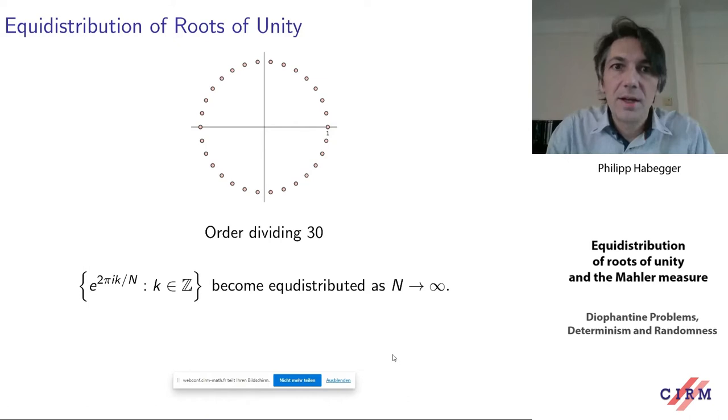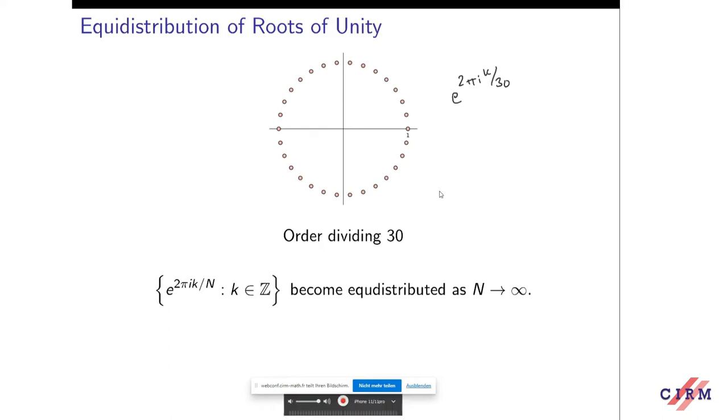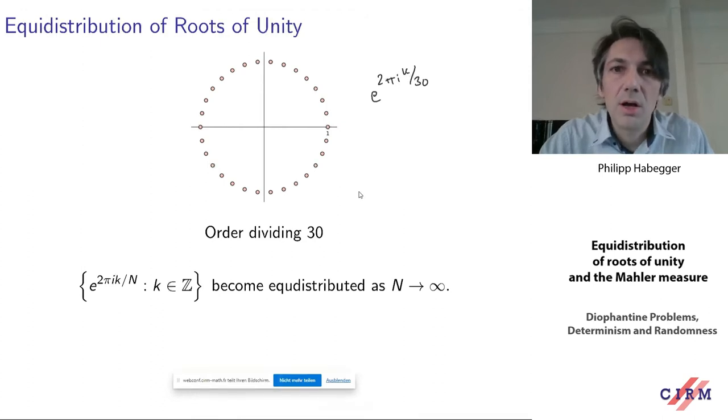Let's look at how roots of unity distribute in the complex plane. What I'm looking at here, these points, they are roots of unity of order dividing 30. So they are complex numbers of the form e to the 2 pi i k over 30, and I let k run over all integers. Of course, it's enough just to go from 0 to 29, and I get these 30 dots here. They lie on the unit circle, obviously, and as you can see, they are very nicely equidistributed along the unit circle.